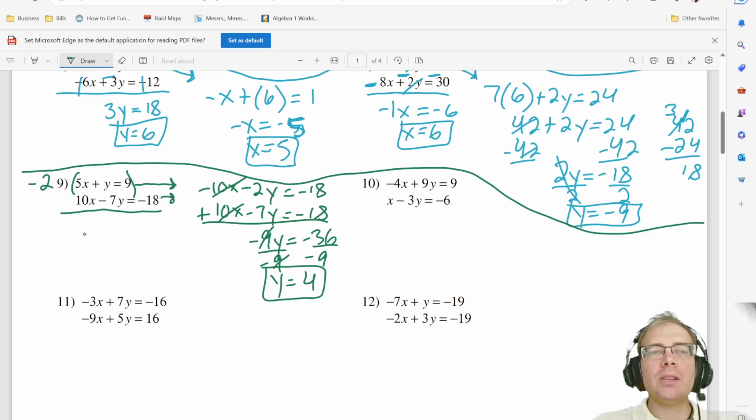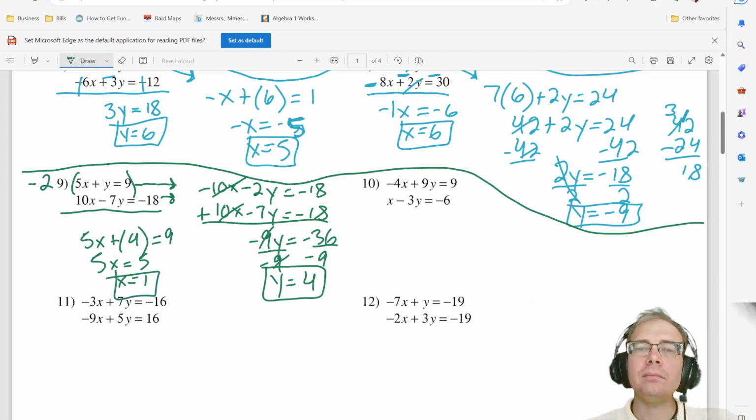Okay, so I just plug it back into one of the equations. The first equation looks like it's simpler, so I'm going to plug it in there. Plug in 4. All right, and then I'm going to subtract 4 on both sides. Divide both sides by 5. And there we go. All right, cool.